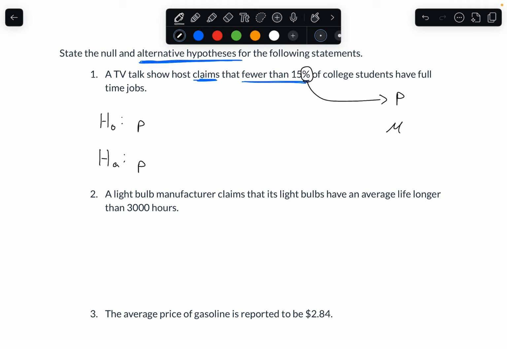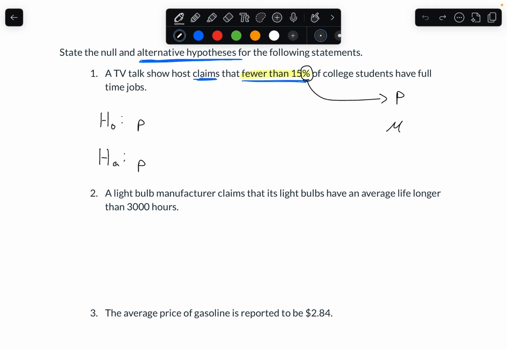So for that alternative hypothesis, I'm going to look at that claim, and this says fewer than 15%. So that's what I'm looking at here. When you look at your alternative hypothesis, in general, when we're talking about especially proportions right here, we really have one of 3 options. We're either doing a left tail test, which means P is less than some number. We've got a right tail test, which says P is greater than some number. Or we could be doing a 2-tailed test, which says P is not equal to some number. It's going to be one of these 3 right here.